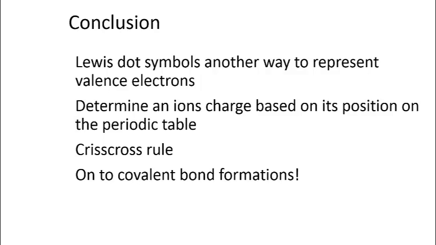Lastly, we talked about how to put together ionic compounds based on their respective ions, and we introduced a technique called the crisscross rule. This can be used to determine the formula for most ionic compounds. In our next lecture, we will begin looking at covalent bonds, which shouldn't be too difficult to understand if you have a decent understanding of ionic bond formations.